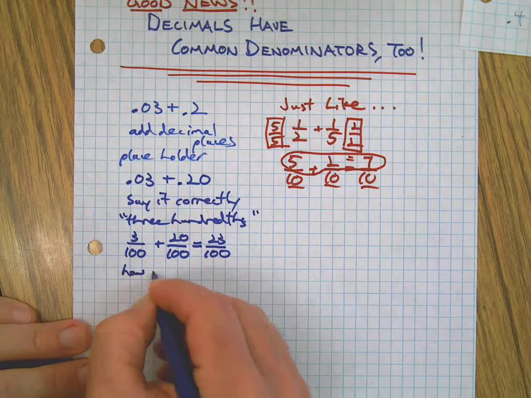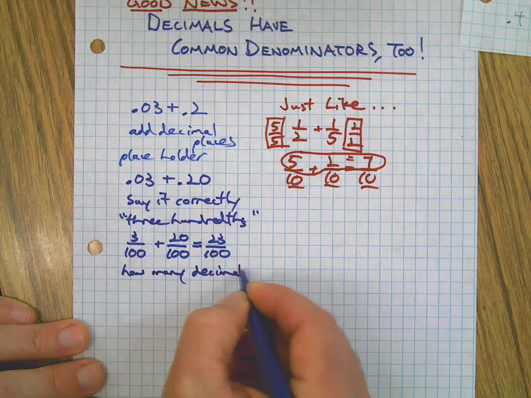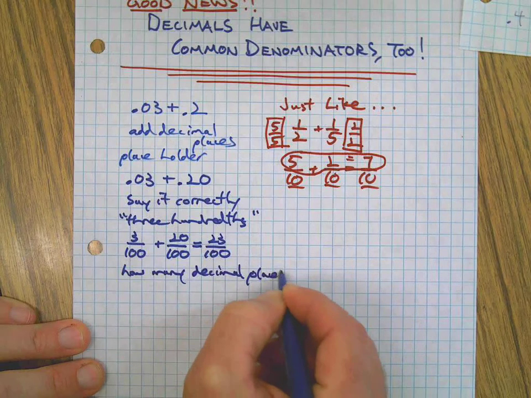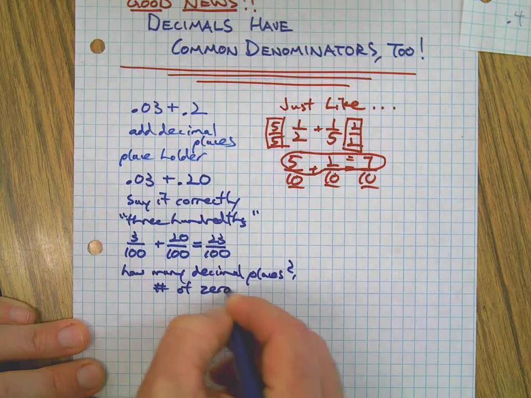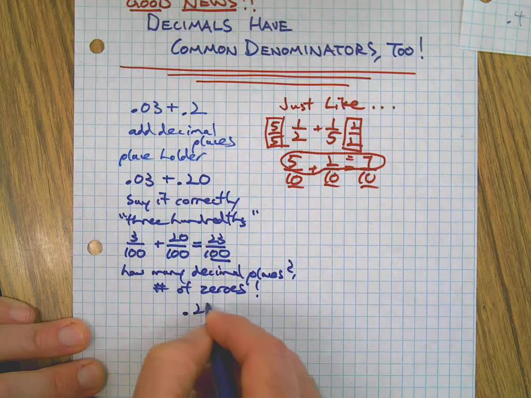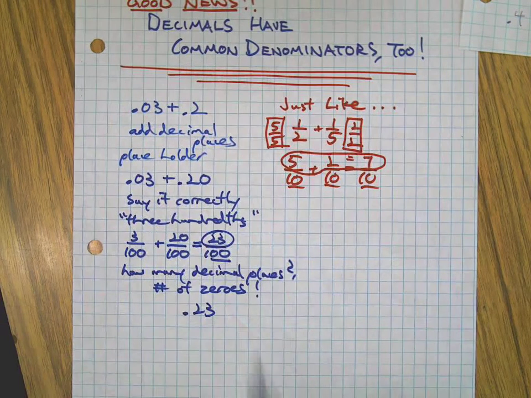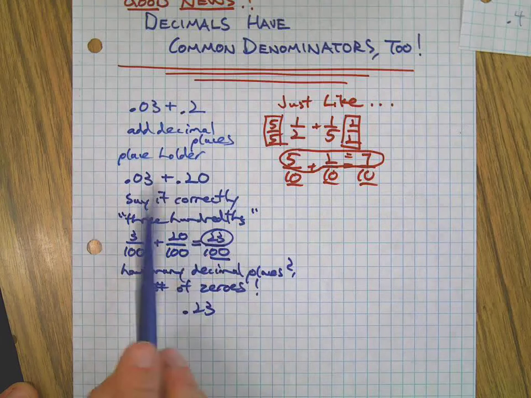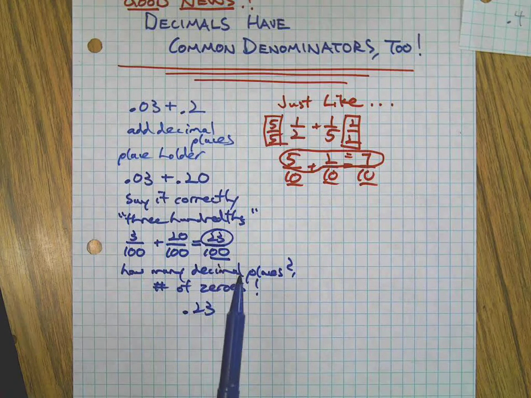And then we can just change it back to a decimal. How many decimal places? Well, it's how many zeros? The number of zeros. So since we have 2 zeros, it's 2 decimal places with that answer there, right? So that gets us from a decimal into a common denominator situation.